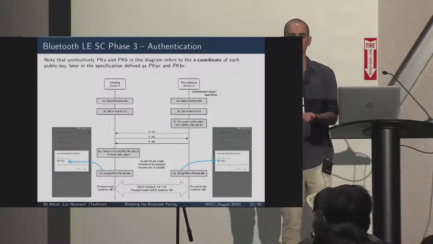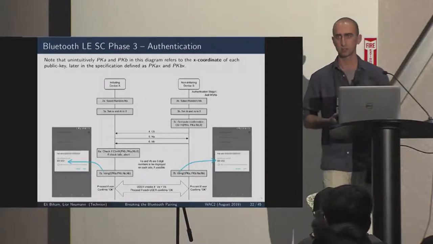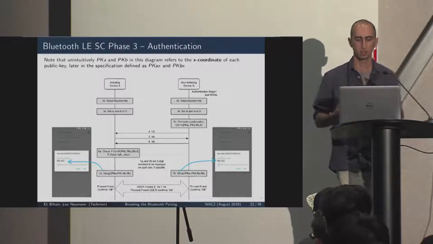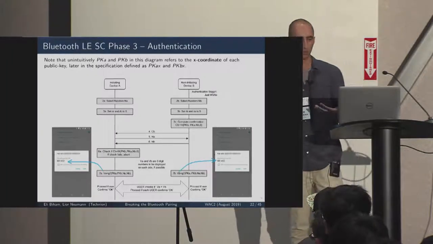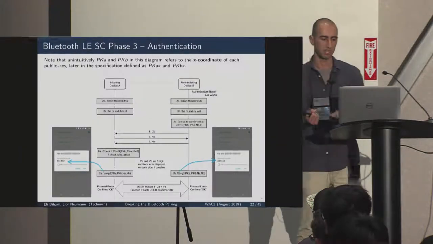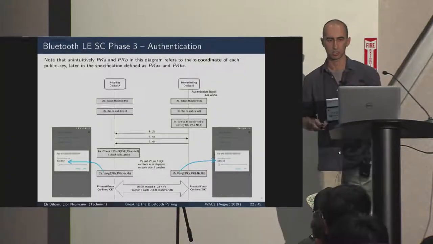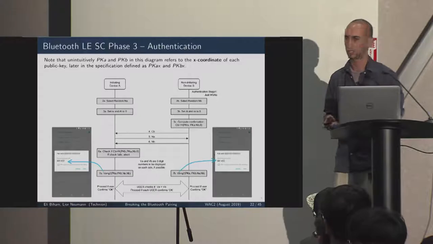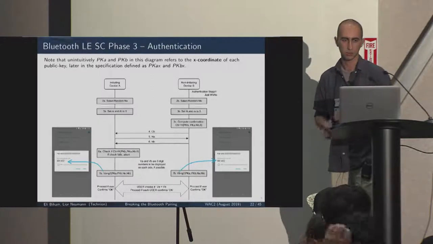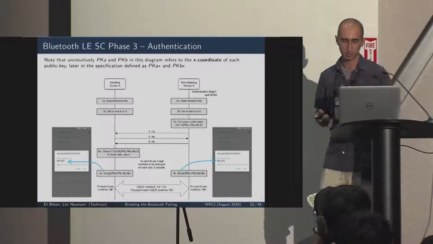Because if you try to change these public keys, then you cannot make sure that the nonces will be equal in both devices, and the user will immediately notice it and say, hey, someone is attacking me. Right, so that's the basic idea of the Bluetooth authentication. Now to the confusing part.